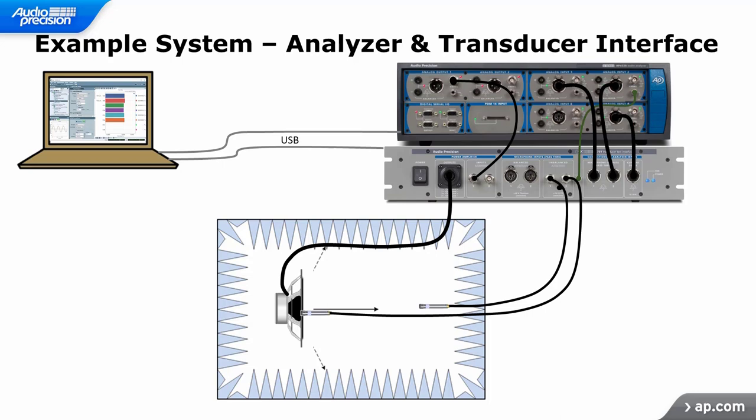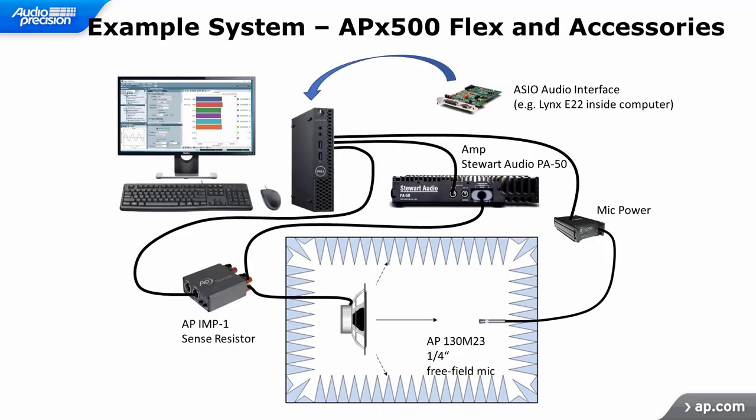As previously discussed, a near-field measurement can produce very good low-frequency results. The system shown here is configured to make both a near-field and a far-field measurement as parts of a single sequence. Note that I have shown an APX 526 analyzer here, which has four inputs, providing coverage for the two mic inputs and the sense resistor input.